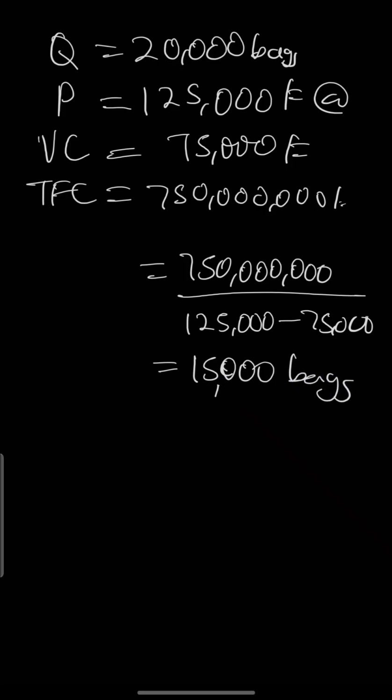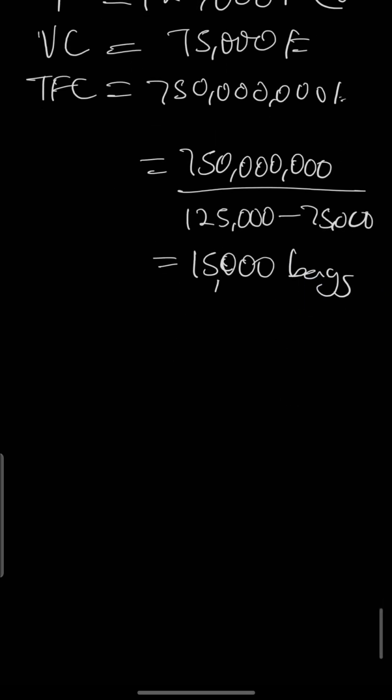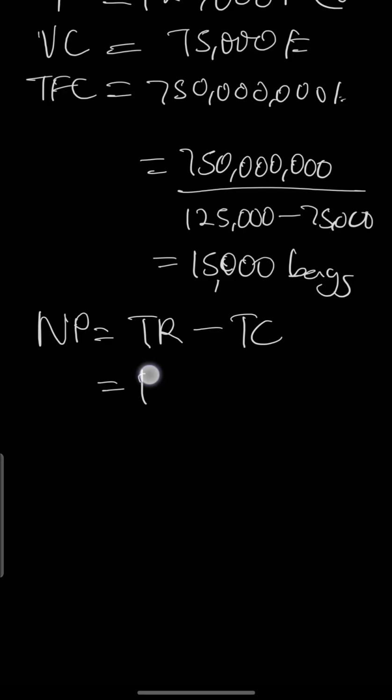If the company expects to sell 20,000 bags, how much profit will it make? We use what is called the profit equation. That is the same as net profit. So the net profit, what is it? Total revenue minus total costs. What's our total revenue? Price times quantity, minus what's our total costs? Total fixed costs, plus you put this in brackets, what's our total variable costs?